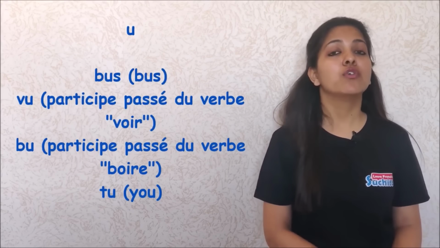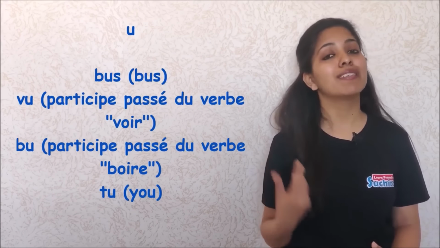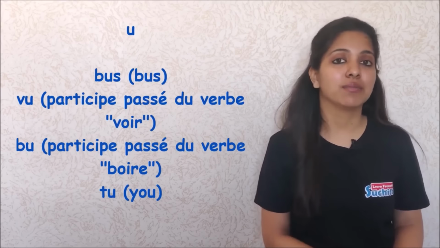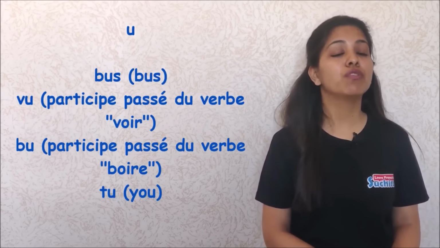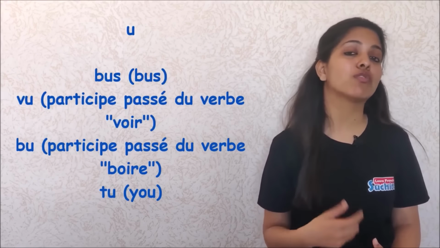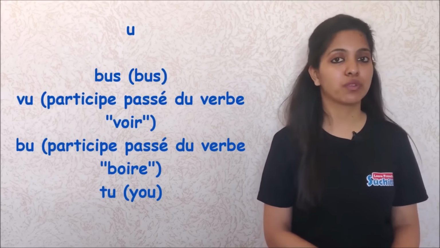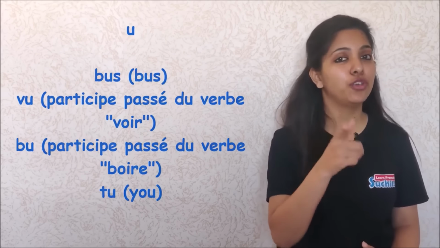The next is vu. It's the participe passé, the past participle of the verb voir. So it means seen. The next is bu, which is also the participe passé of the verb boire. So actually it means drunk. The next is tu. You already know that's a pronom sujet. Tu, which means you.